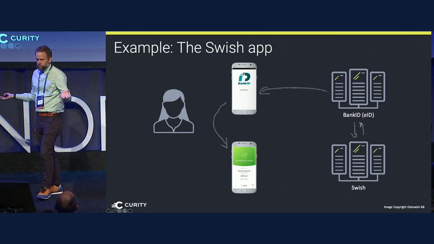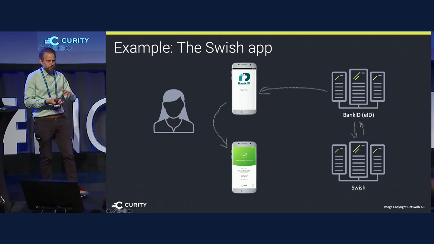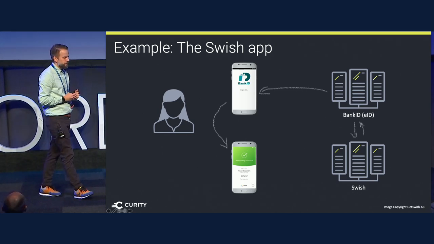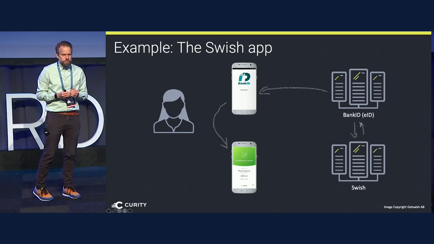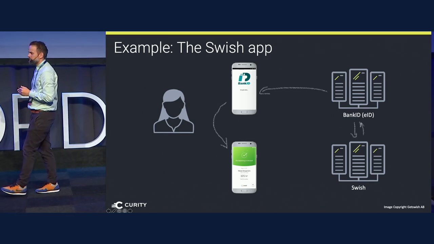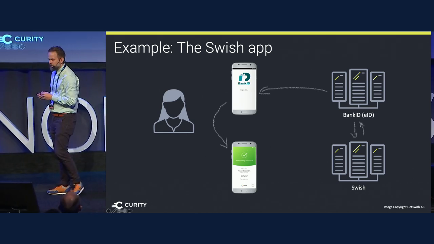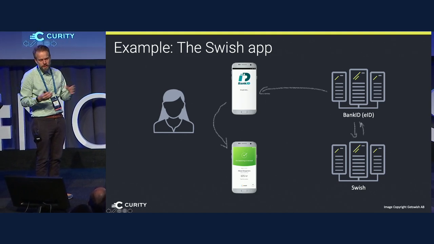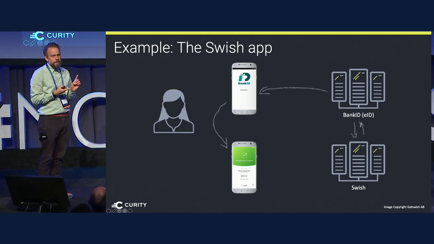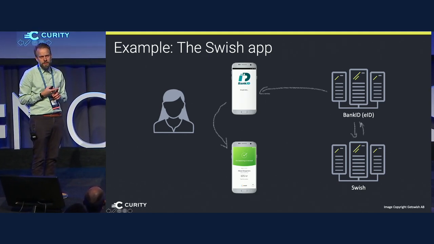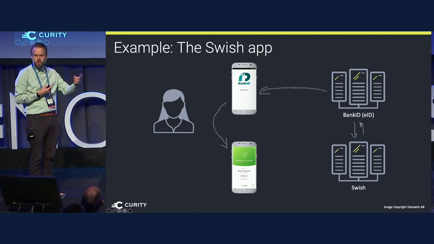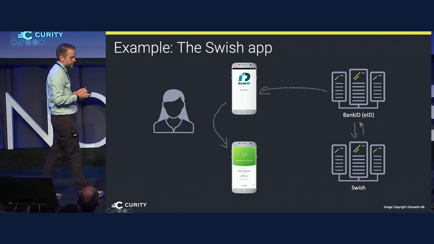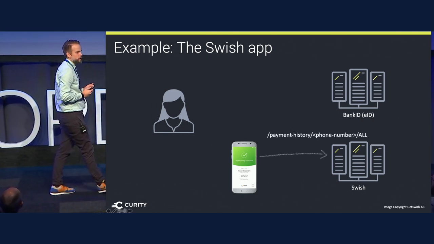Let's assume that Swish know what they're doing, so they probably do have a token-based authorization, like we talked about. But last year, I think it was, a clever programmer realized that if I decompile this app, I want to see the traffic that's going on. So I decompiled the app, and then figured out, okay, I need to use this pinned certificate to communicate with the server, or to intercept the traffic and proxy it. And when he did that, he saw this.